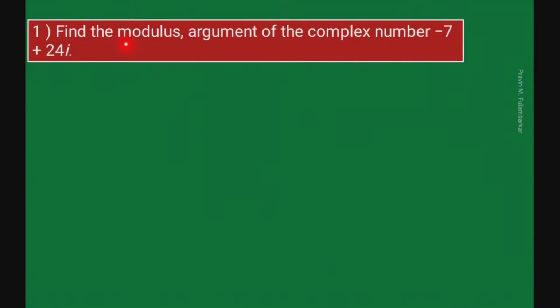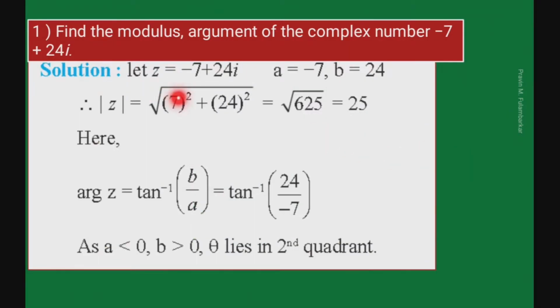So we see the solution of the first question, find the modulus and argument of the complex number -7 + 24i. So we write here solution. First we write the given complex number as z. So let z = -7 + 24i. We compare the given number with z = a + ib. We get a = -7 and b = 24. Then we have to find the modulus, and we know the formula for modulus, that is mod z = under root a² + b².